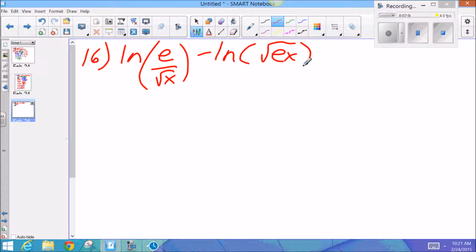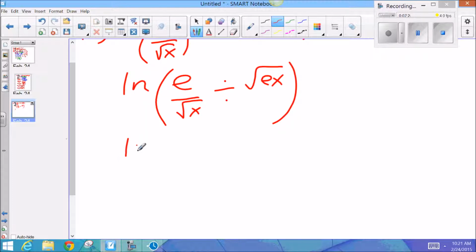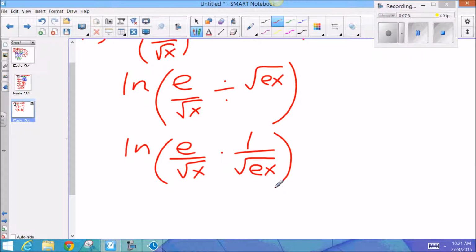Okay, so I'm subtracting two natural logs. And so I can change this to division. So I've got the natural log of e over the square root of x, divided by the square root of ex. Okay. All right, so division is the same thing as multiplying by the reciprocal. So I've got the natural log of e over the square root of x times 1 over the square root of ex.